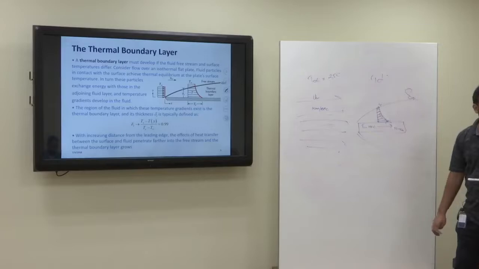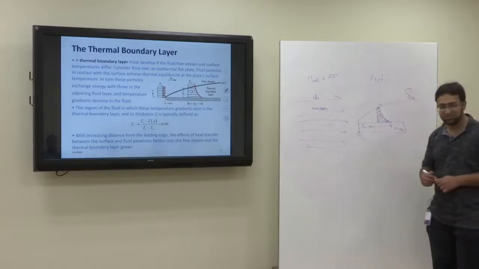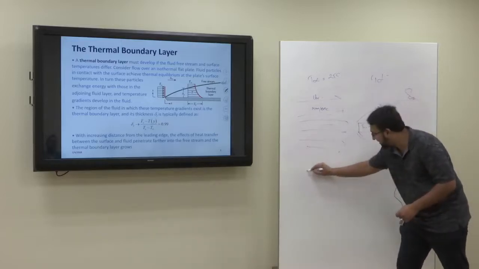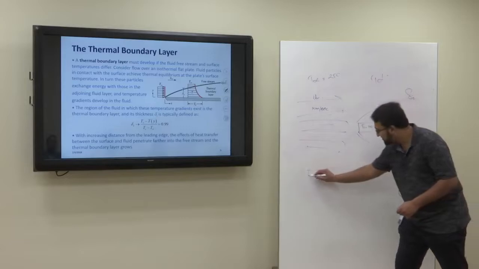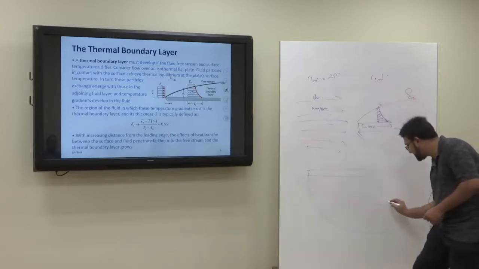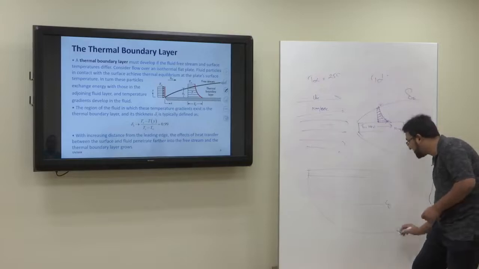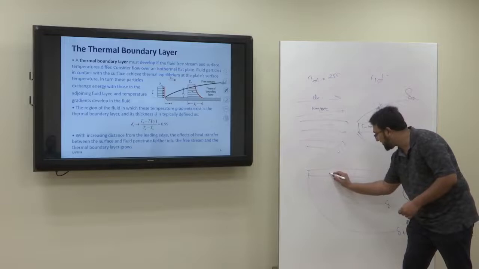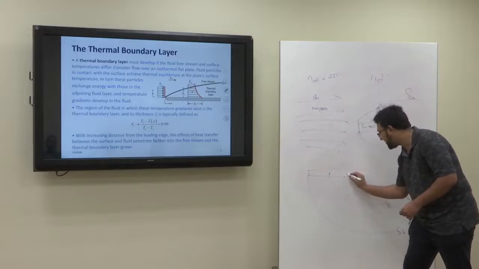Is it clear? So the question that I gave to the students was: we have this plate, and this is delta T. Draw the velocity profile at A and the thermal profile at B.